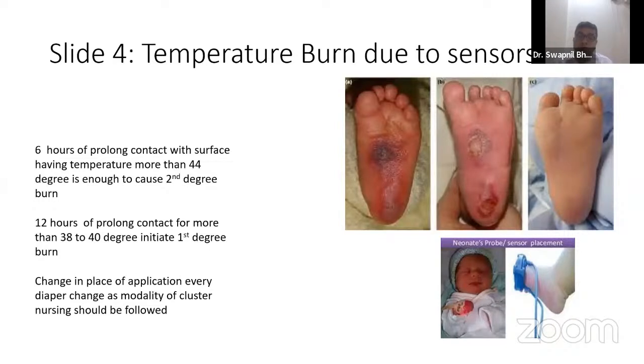So nursing staff need to be informed that they must change the site of the probe after every cluster of nursing care.